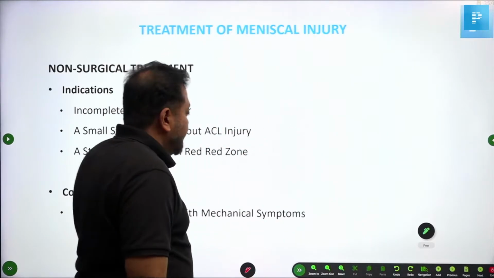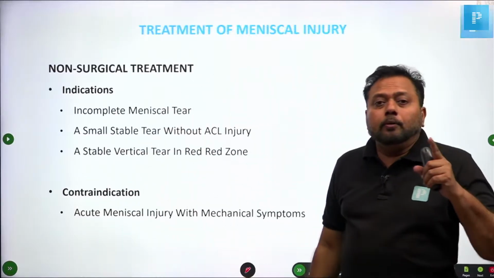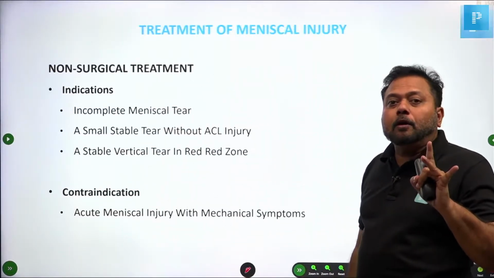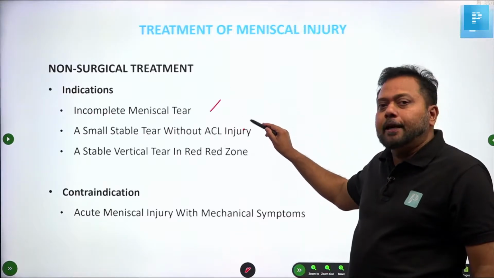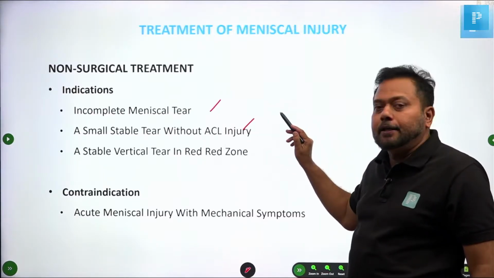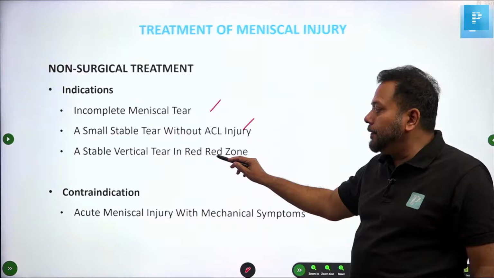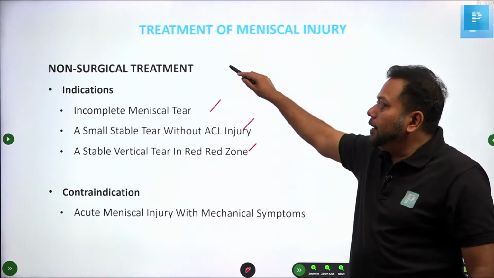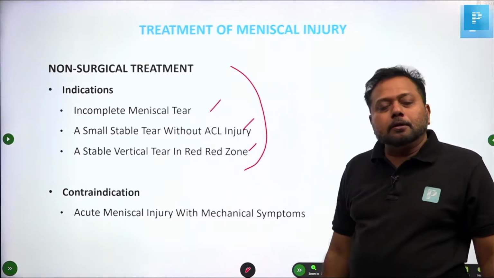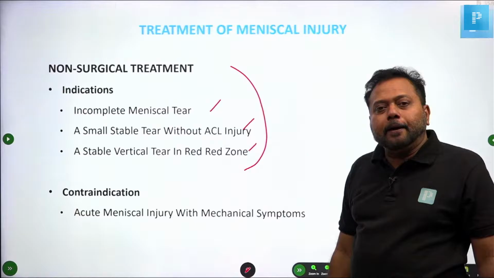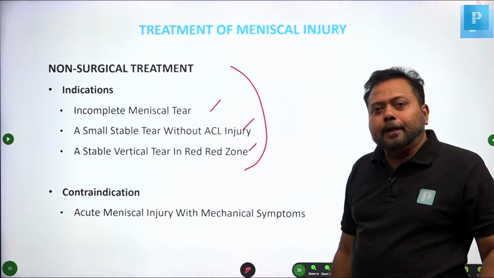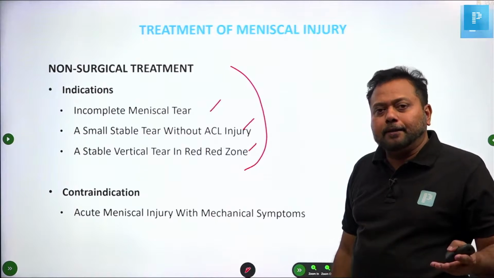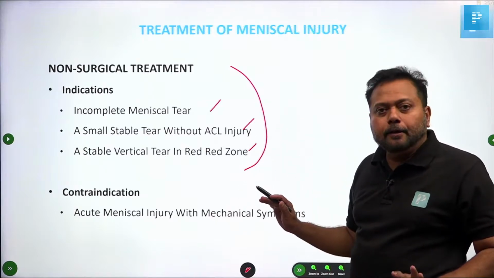You see, when can you do conservative management for meniscal injury? Incomplete meniscal tear, small stable tear without ACL injury, a stable vertical tear in red zone. Here you can try non-operative management. Non-operative management means just give some knee brace, ask them to do a closed chain physiotherapy, that is quadriceps strengthening, that will become all right.